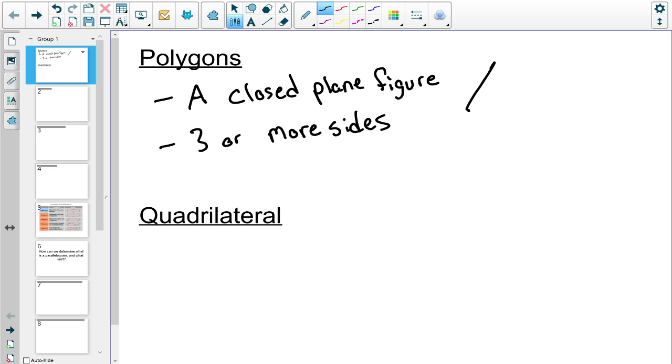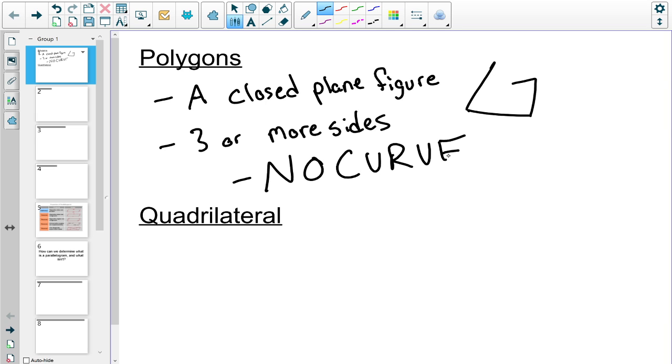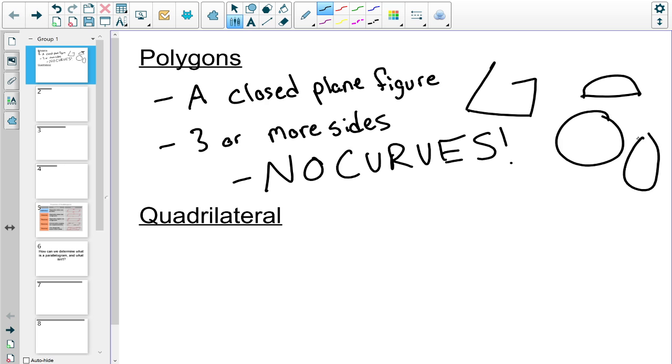You're never going to have something like this that doesn't connect. Also, there are never going to be curves. Let me write that in big letters. No curves. So you can rule out anything like a circle or a semicircle, any shape with a curve, whatever it may be, a teardrop shape, whatever you want to think of.